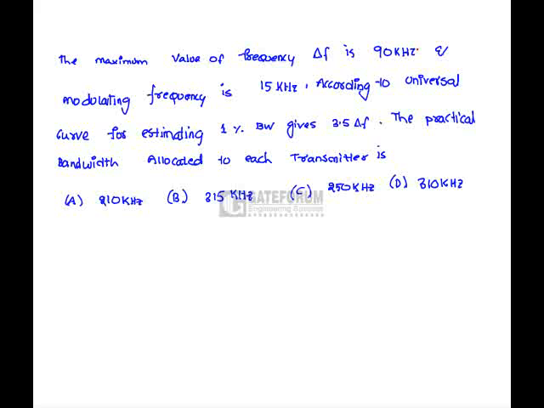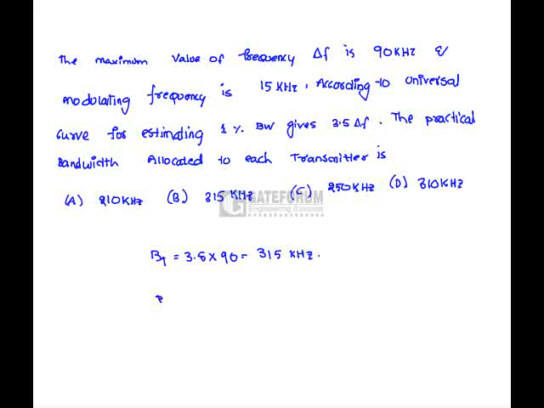Maximum value of frequency deviation is 90 kHz and modulating frequency is 15 kHz. According to the universal curve for estimating 1% bandwidth, it is 3.5 delta f. The practical bandwidth allocated to each transmitter is? So according to the universal curve, the total bandwidth is 3.5 into 90, which is 315 kHz.